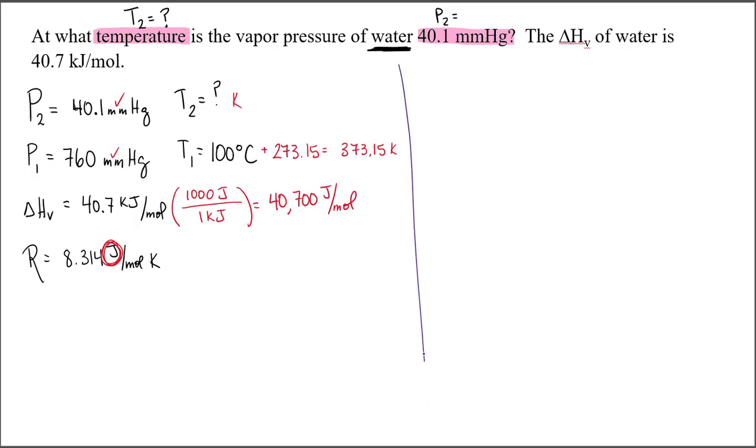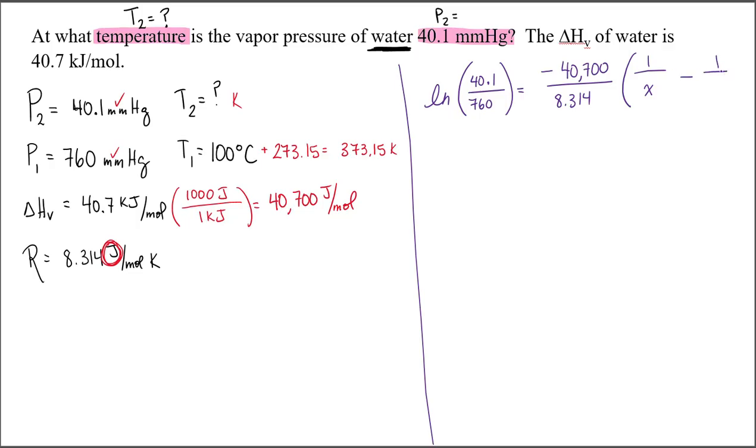The Clausius-Clapeyron equation is the natural logarithm of P2, 40.1 millimeters of mercury, over P1, 760 millimeters of mercury, equals negative delta H of vaporization, 40,700, divided by 8.314, times 1 over T2, which is what we're looking for. I'm going to leave it as x. You could write it as T2, whatever makes you happy. Minus 1 over T1, which is 373.15. Again, you get here, you're over halfway there. Now we just have to solve the algebra.